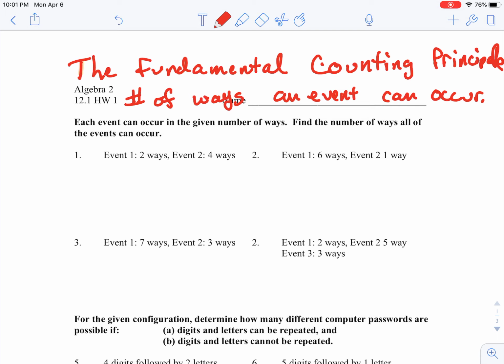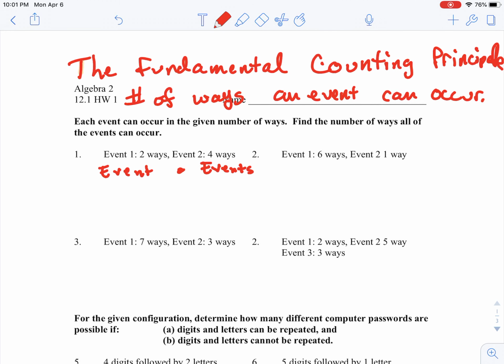Okay. So how many different ways can you make an outfit? All right. So the directions here say each event can occur in the given number of ways. Find the number of ways all the events can occur. So what you do is you just multiply event times event. Okay? You just multiply all the different events. Okay? So this would be 2 times 4. The answer is 8.